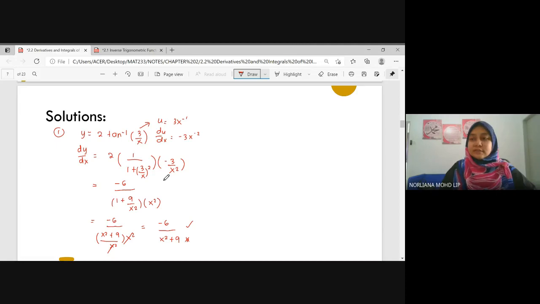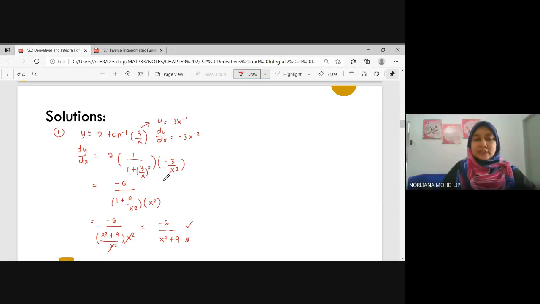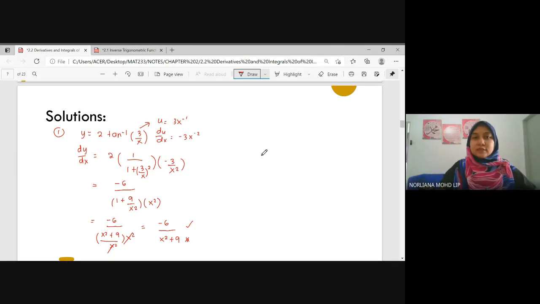Okay, ada soalan? Ada soalan tak? Boleh faham? Ya, madam, boleh. Faham, madam. Boleh? Tak ada soalan ni? Tak ada. Okay, number 2.